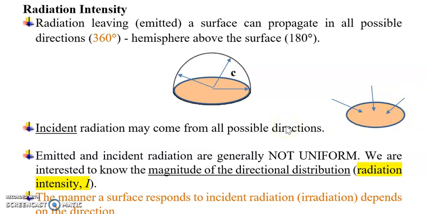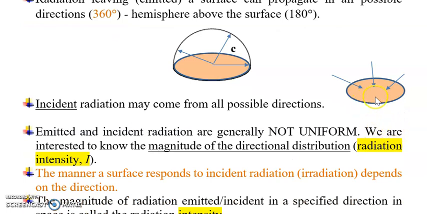Emitted and incident radiation are generally not uniform. So it's not the same radiation that comes from one direction compared to the other. We're interested to know the magnitude of the directional distribution, what we call radiation intensity. The manner a surface responds to incident radiation, called irradiation, depends on which direction it comes from.